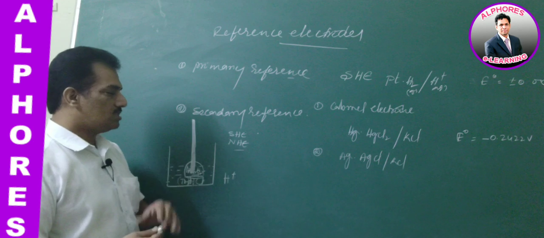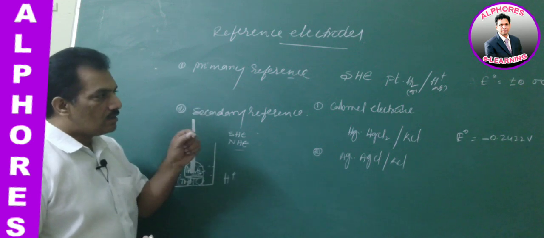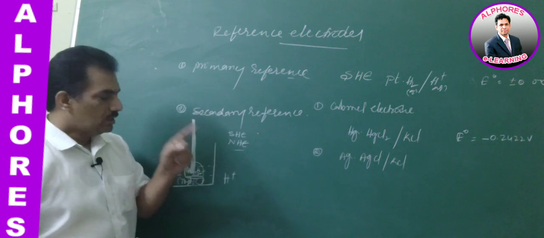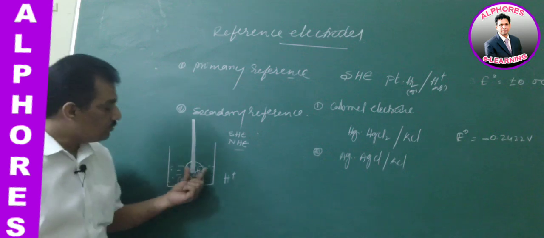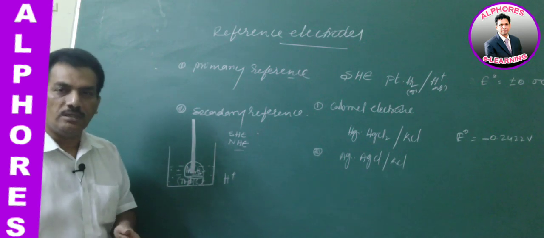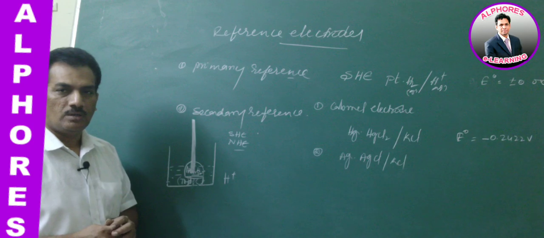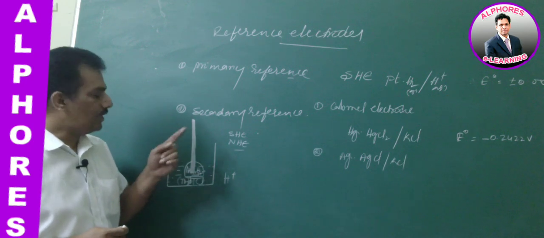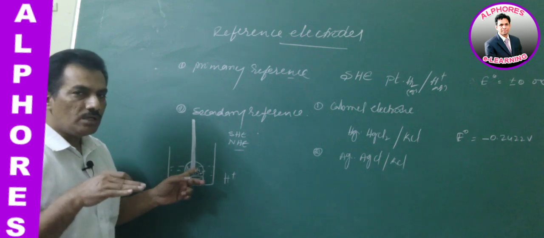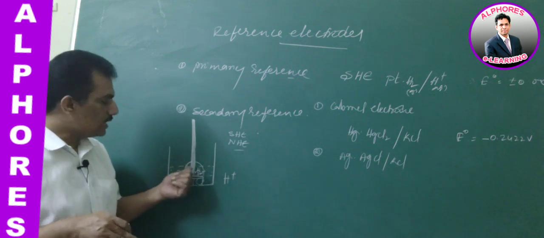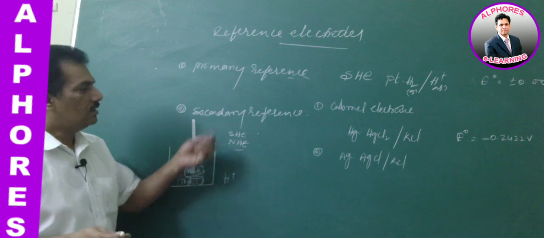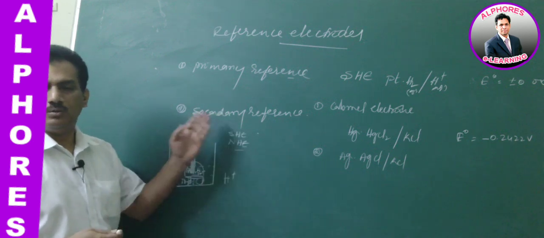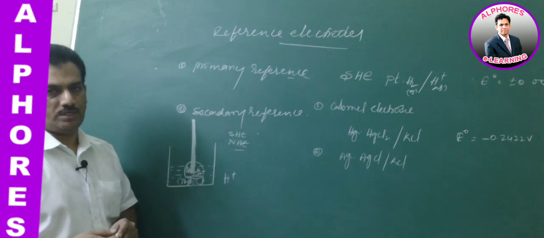Now, when it is constructed like this, why do we go for a secondary reference electrode? Just simple: for a light weight gas like hydrogen, it is not possible to maintain exactly 1 atmospheric pressure for a long time. Because of its light weight, it always tries to move against gravitation. That's why we are unable to maintain that 1 atmospheric pressure inside this. That makes us move to a secondary reference electrode.